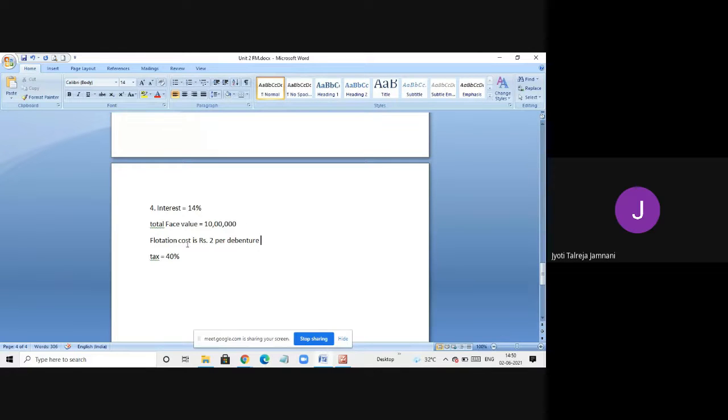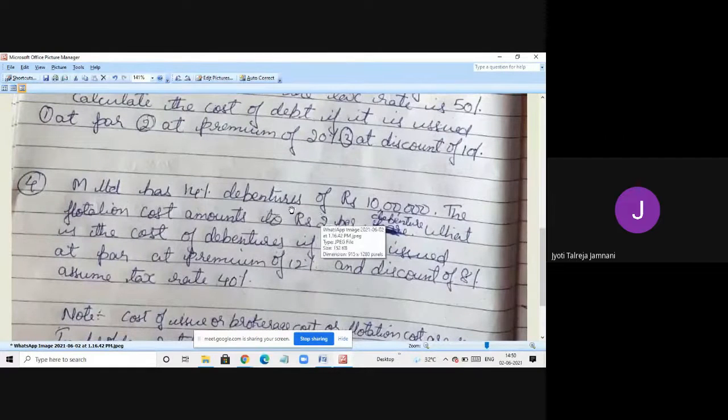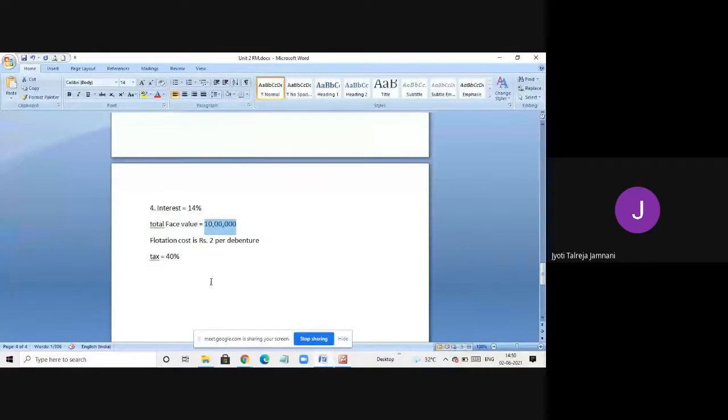It's a very small amount, and they've clearly said 2 rupees is per debenture, and this amount is of total debentures. So we don't know how many debentures are issued. In the question, they have not mentioned 100 debentures are issued, 500, or 1000. So we don't know the number of debentures issued that we can multiply 2 rupees with and find the total. So in this case, we have to assume the face value per debenture.